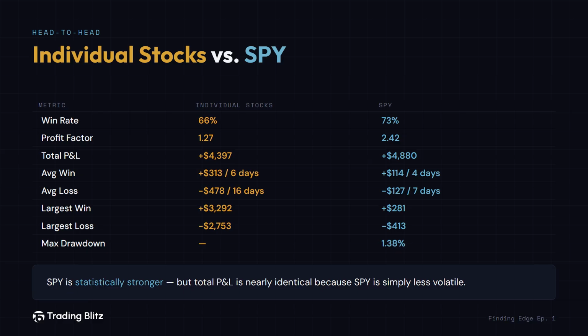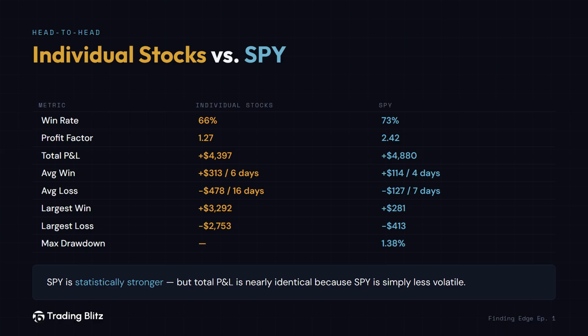However, the P&L was only slightly higher for SPY at 48.80 compared to 43.97 on individual stocks. And this was the case despite the stronger statistical performance for SPY. And we already know why this is, right? So SPY moves more consistently, but the moves are smaller. So you're more consistent, but each trade provides you with a smaller profit or loss.